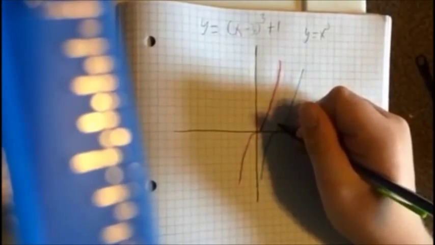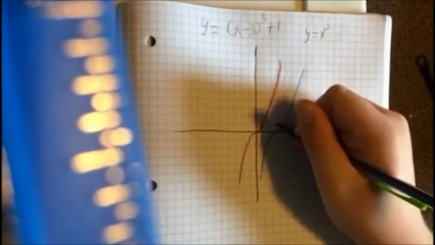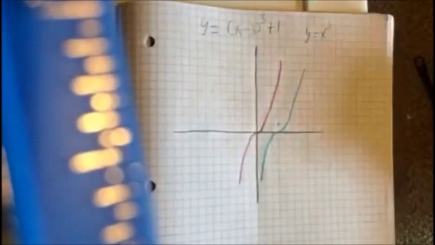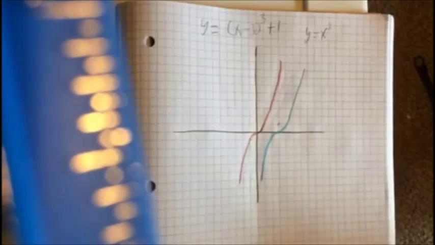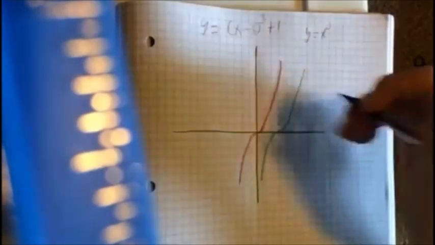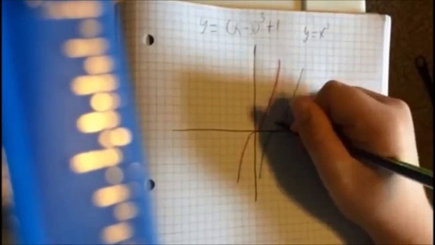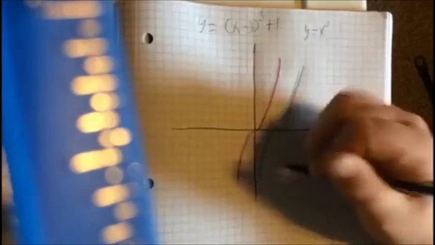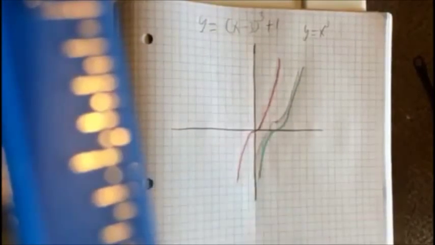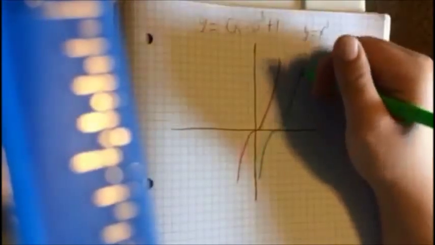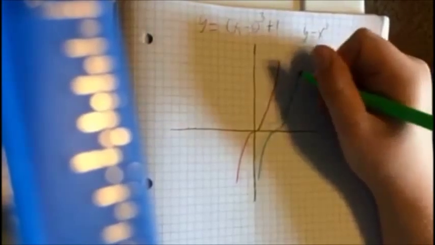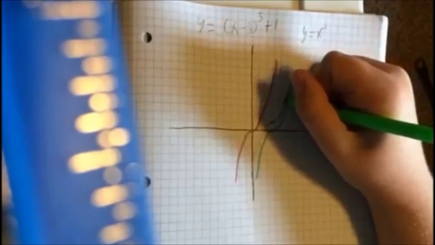This changes the vertex to 3, 1, which means that since it was plus 1, it changed the y coordinates up by 1. The final and resulting cubic function is the one highlighted in green.